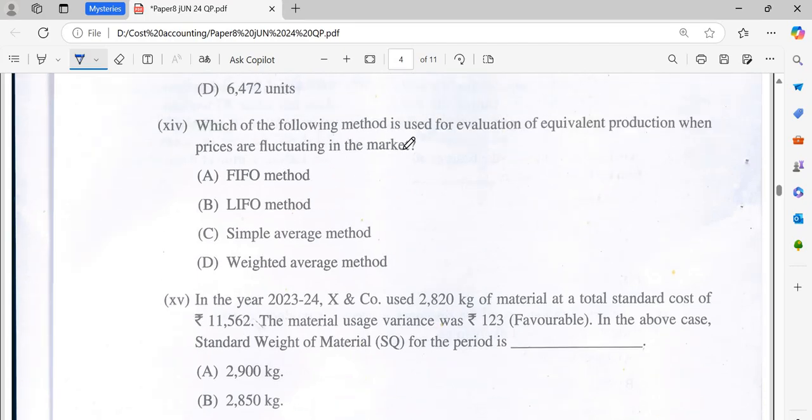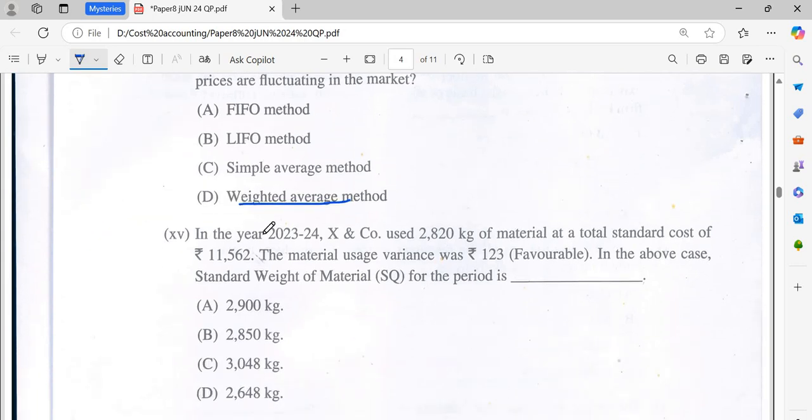Which one of the following methods is used for evaluation of equivalent production when price is fluctuating? When price is fluctuating, we will be using weighted average method. Always remember, when price is fluctuating, we will be using weighted average method.